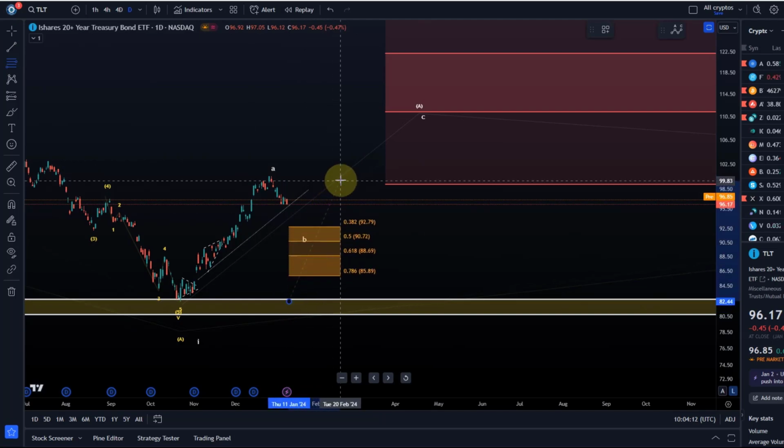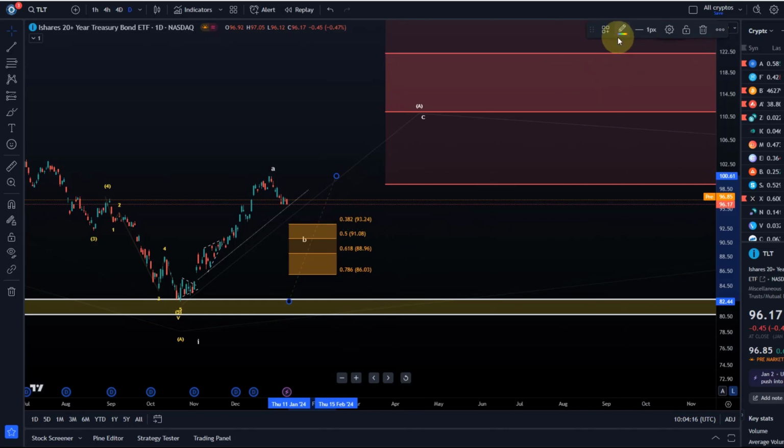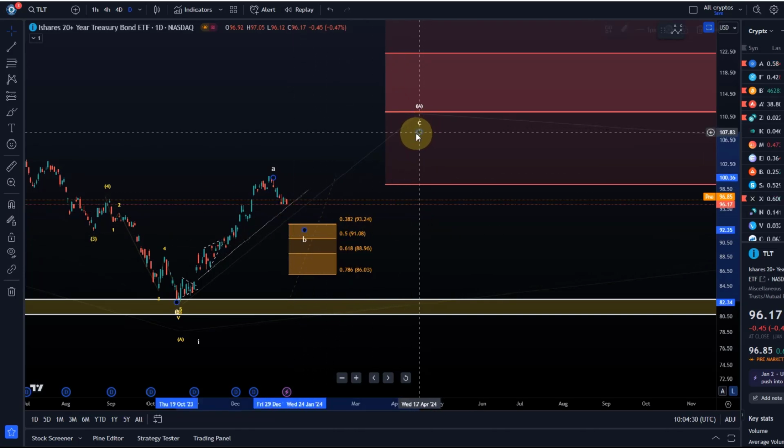B waves don't really have targets. They can be very shallow, they can be very deep, but I normally use the area between the 78.6 and the 38.2 retracement. So between $86 and $93.24. And yeah, from there, I would look for a C wave rally.